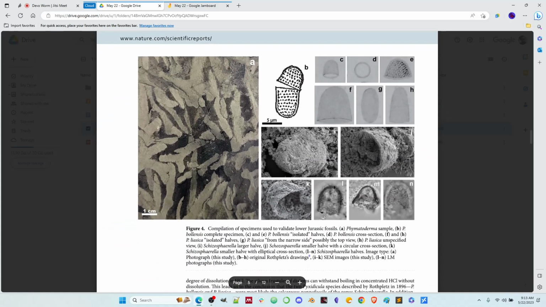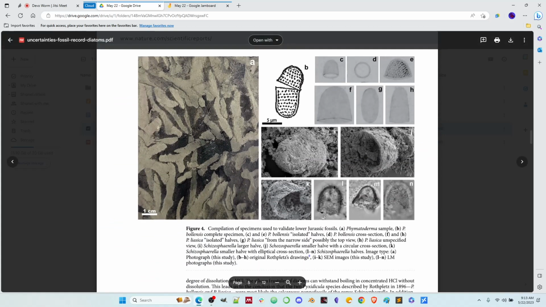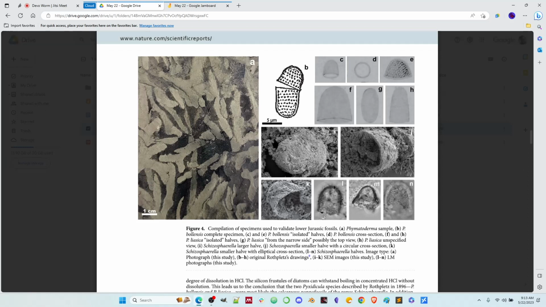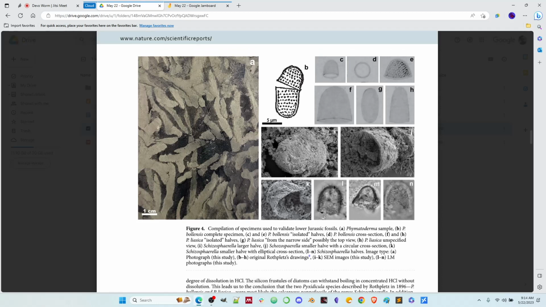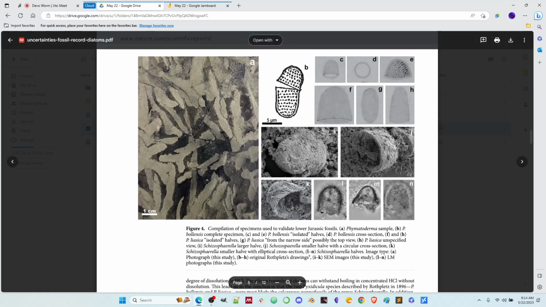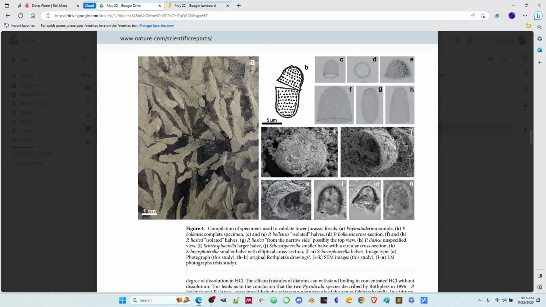Let's see. This one here is a compilation of specimens used to validate lower Jurassic fossils. So now they have to validate those fossils. They have to look at other candidate fossils. They have to know what it is. So they have to compare it with other things to make sure it's similar or different. And so they've done this with a lot of these different fossils and drawings of fossils that you'll see here. So you have all these different things that they're using to validate it.